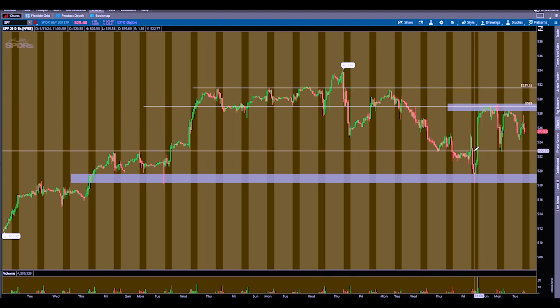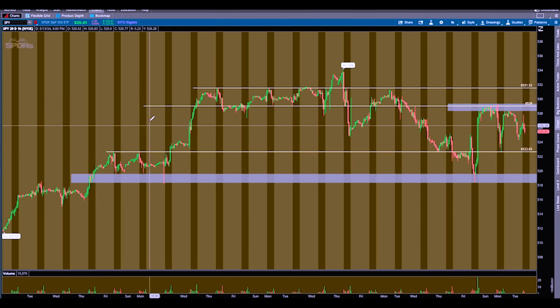As you can clearly see now, we have some support here around this 522.6. We can actually mark that out because I want to talk about this level when we go to the SPX chart, which will be next. Then we're going to take a look at QQQ.